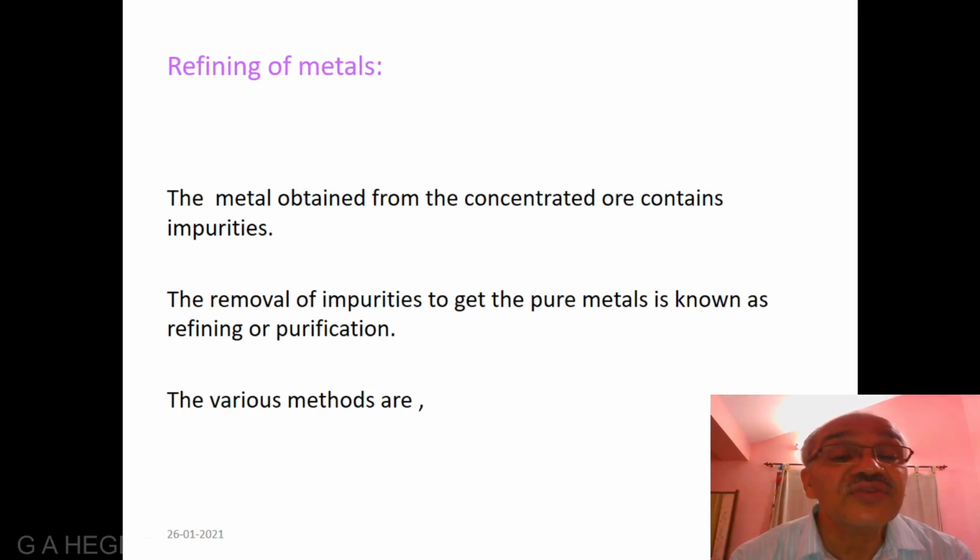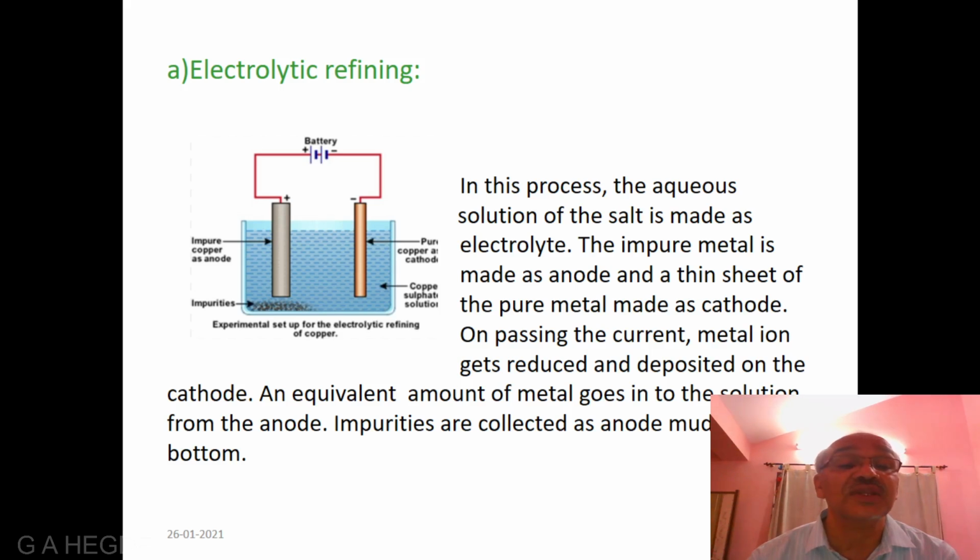The next is refining of metals. The metals obtained from the concentrated ore contains impurities. The removal of impurities to get the pure metals is known as refining or purification. The various methods are: the first one is electrolytic refining.